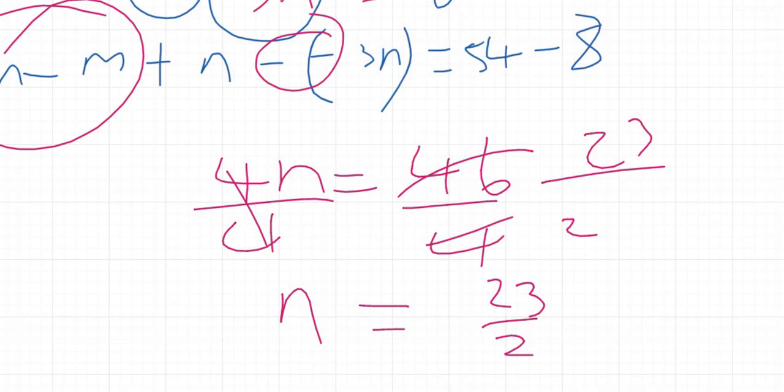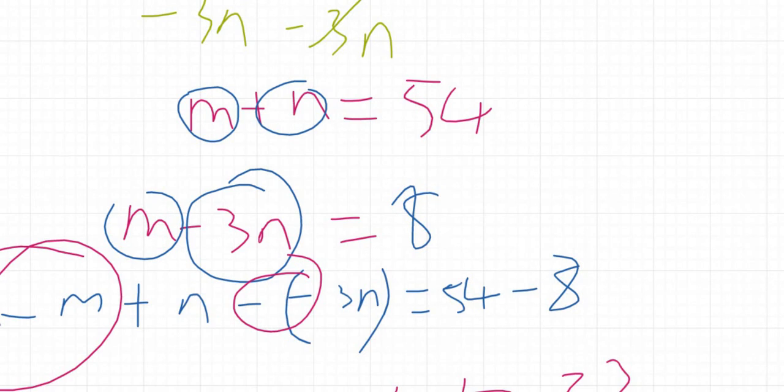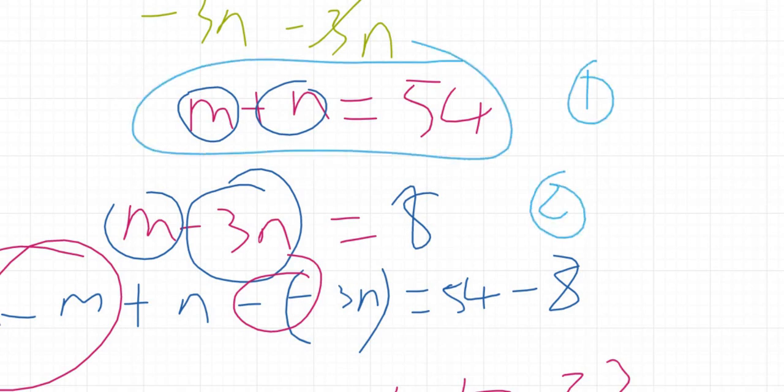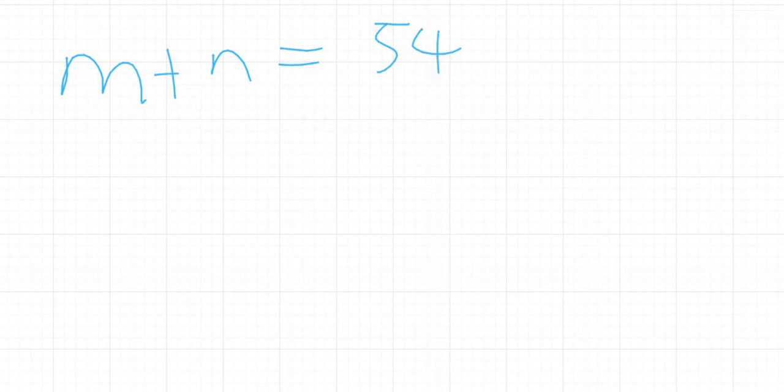And so since we have found the value of n, we could use any one of the equations to find the value of m. We have two equations: equation 1 here and equation 2 here. I choose to use equation 1 because it seemed easier to use. So equation 1 says m plus n is equal to 54. This is how you say that a textbook plus a novel is equal to $54.